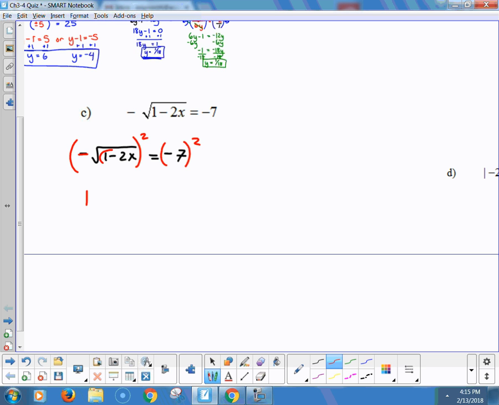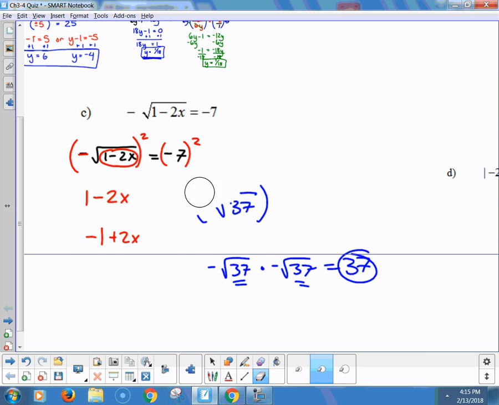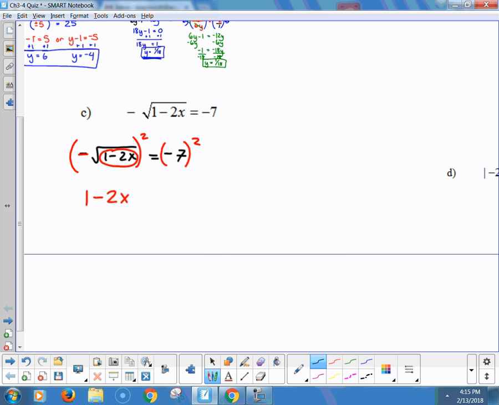So it becomes 1 minus 2x. I can't tell you how many people told me this was -1 plus 2x. It doesn't matter what the number is, negative square root of 37. If you take that and square it, it's negative square root of 37 times negative square root of 37, which is still 37. The term inside does not change. So this is just 1 minus 2x when you square it. If you square -7, you get positive 49.